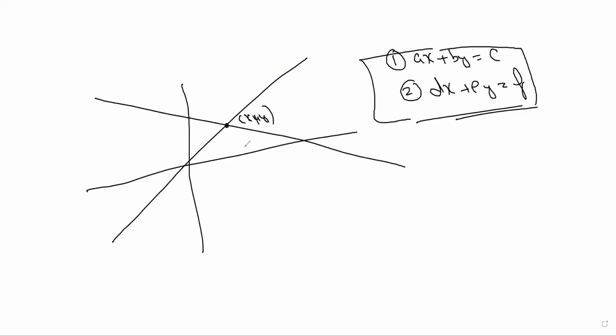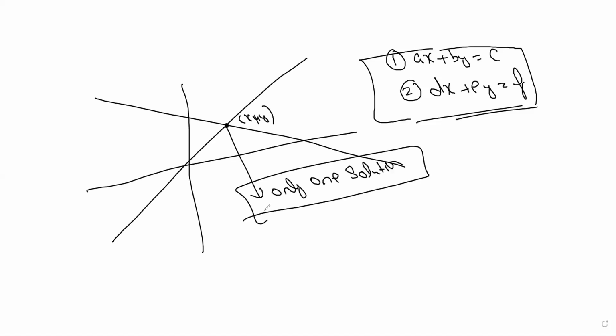Now in this particular case, what are you getting? Only one solution. Only one value of x and y is going to satisfy both of these equations. What I mean to say is that the value of x and y you get here, if you substitute it in either equation, you'll get the same answer. The same value will satisfy both equations.